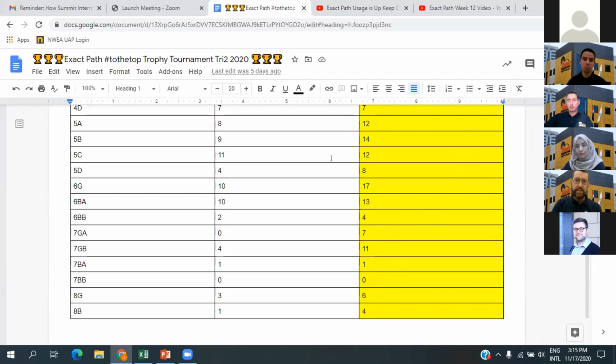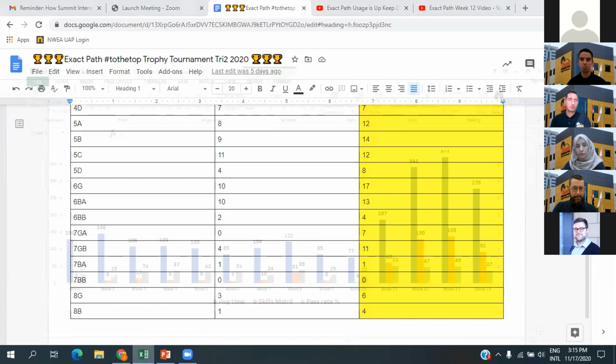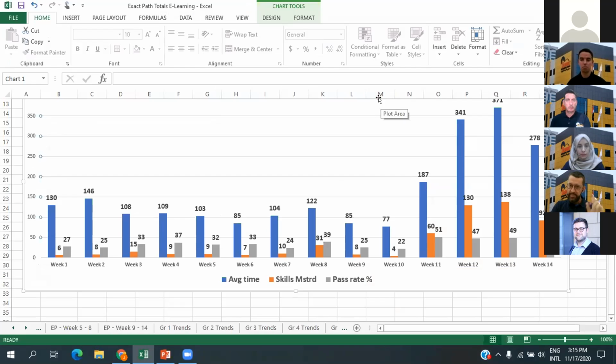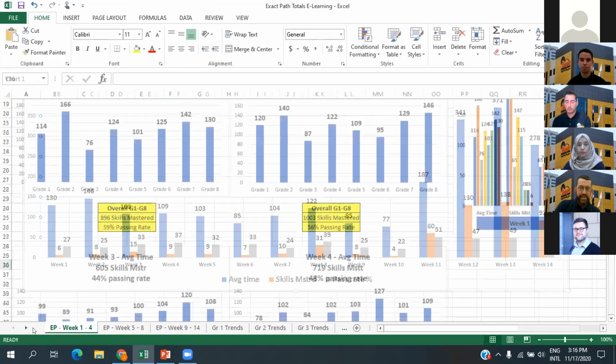So the next thing we did is we looked at the data. I want to make sure you can see the graph. Can you see the graph? Awesome. So this was at the beginning of the year, before we got to where we are now in term 3.